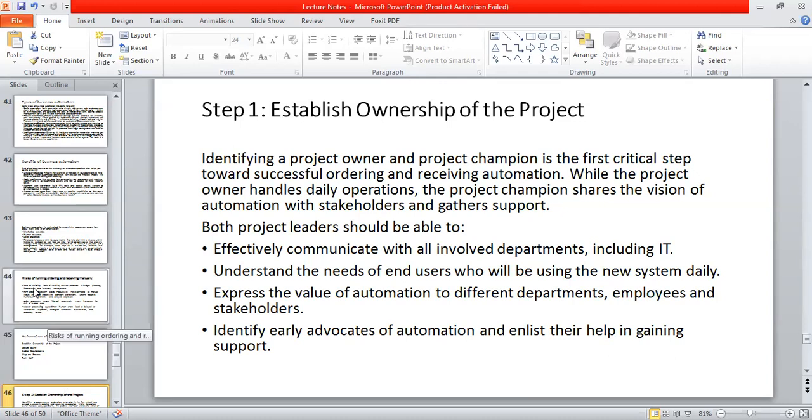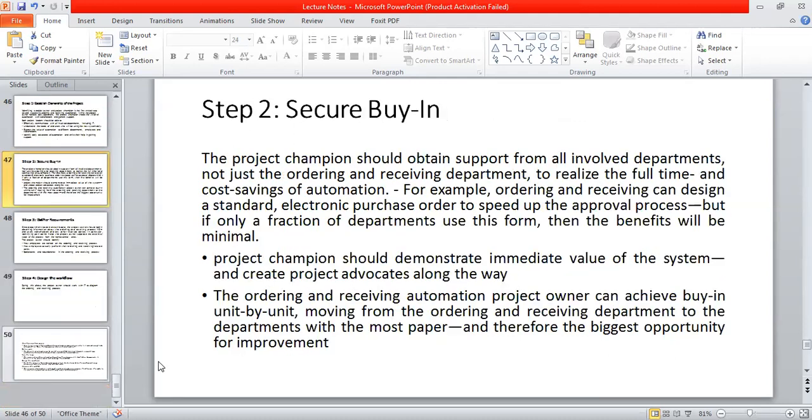So this is the first step, and the second step is to secure buy-in. The project champion should obtain support from all involved departments, not just the ordering and receiving department, to realize the full time and cost saving of automation.